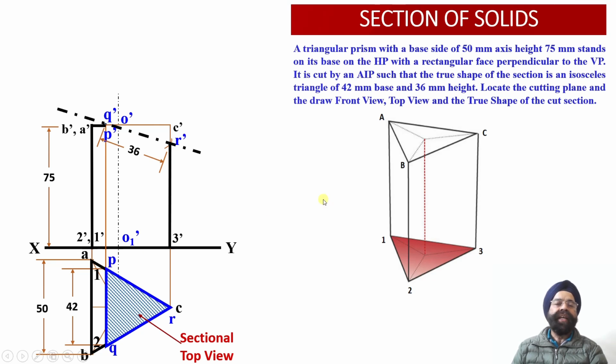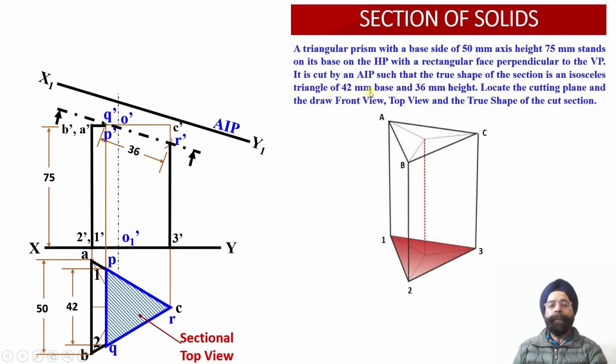Now we are required to obtain the true shape projections of this particular sectioned cut surface. So how can that be done? This is our auxiliary inclined plane, whose orientation we have obtained in this particular case using the information that the true shape should be an isosceles triangle having base 42 millimeter and altitude equal to 36 millimeter. Now we have to obtain this isosceles triangle into the true shape projections.